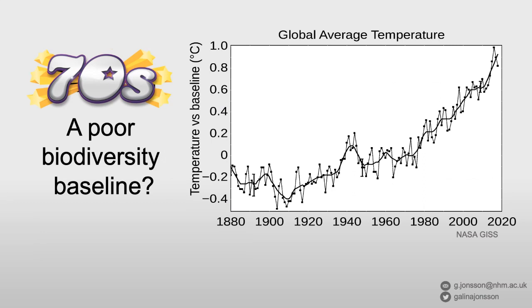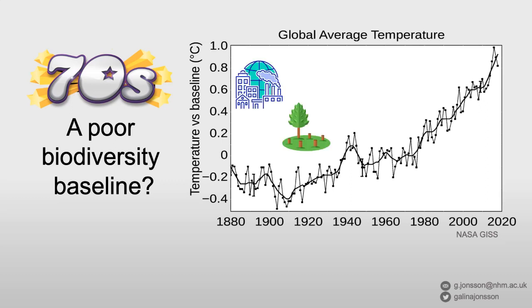But I would argue that the 70s is probably a rather poor baseline. So fair enough, it captures the start of this kind of clear directional warming we started seeing in the 80s, as evident from the graph here showing average global temperature anomaly over time. But we also know that, at least in the UK, most large-scale landscape transformations happened in earlier decades.